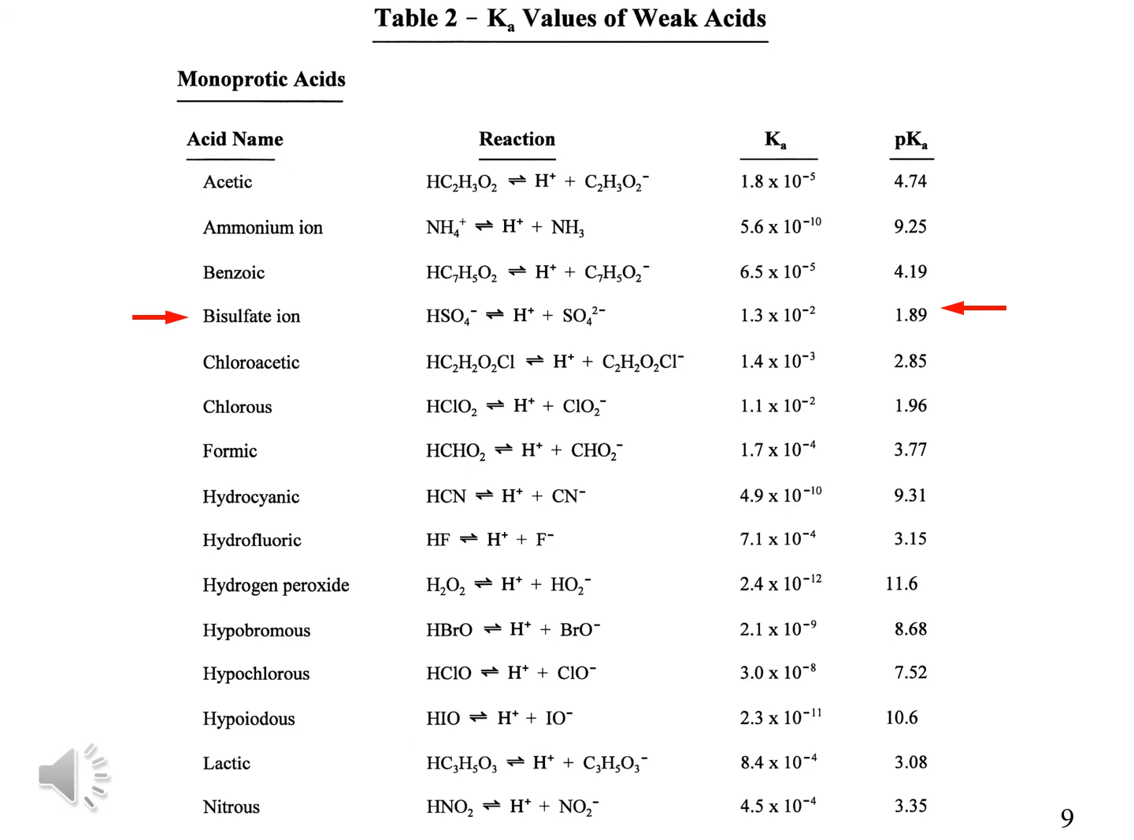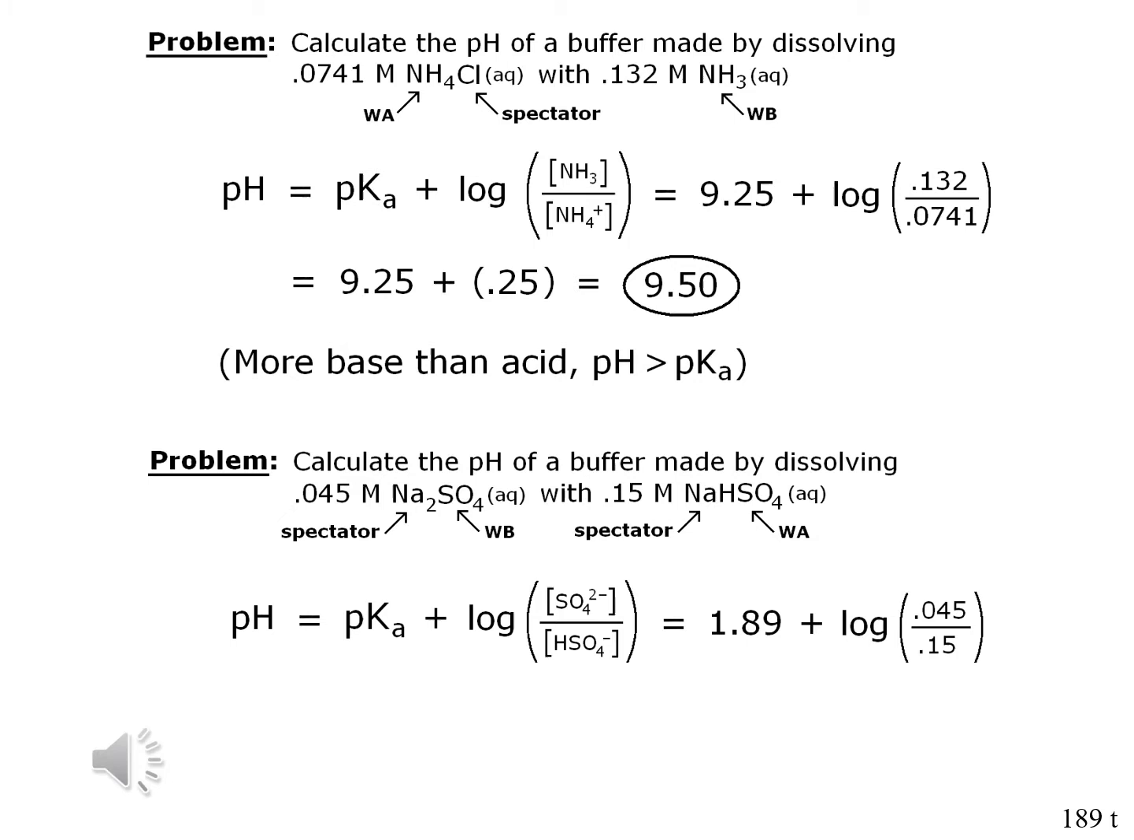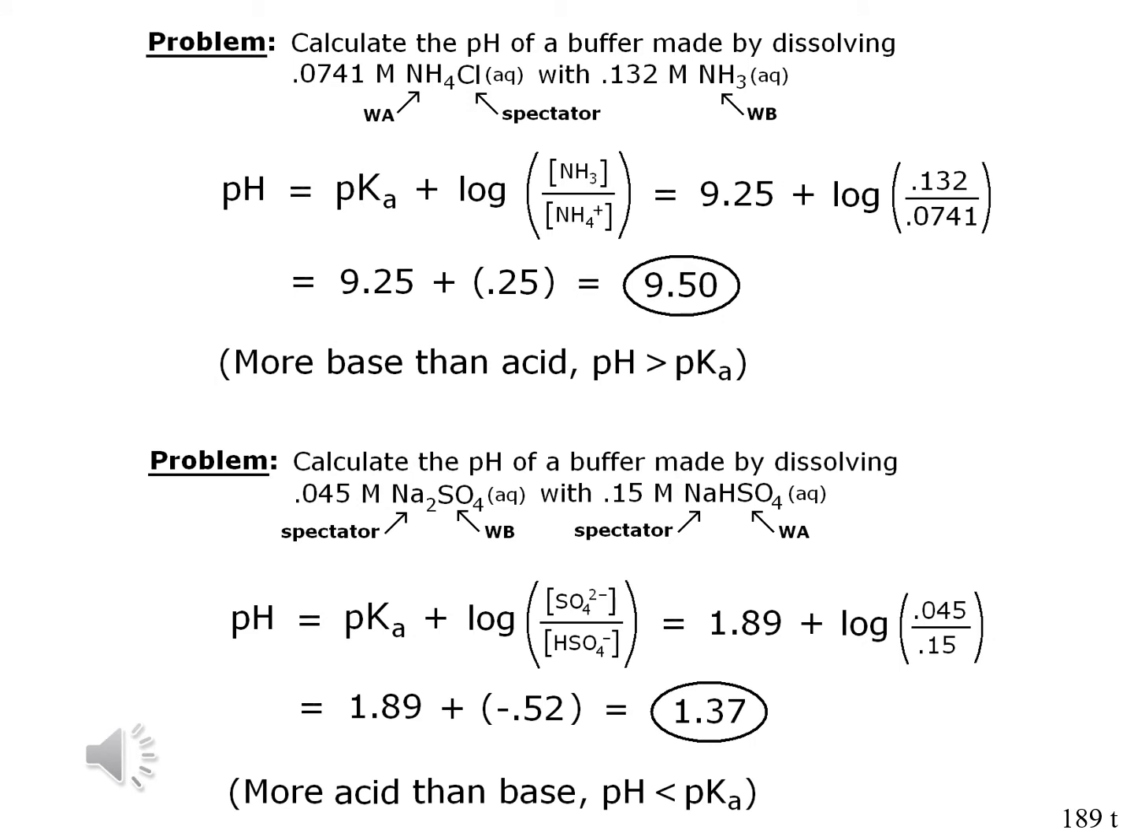The pKa is 1.89, shown both on page 9 and on page 10. So we put the 0.045 on the top and the 0.15 on the bottom. And because there's more acid than base, the pH goes down below the pKa.